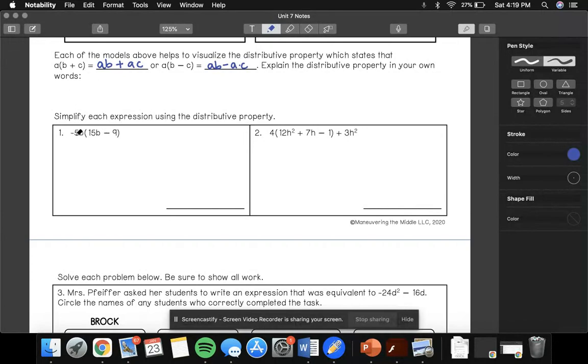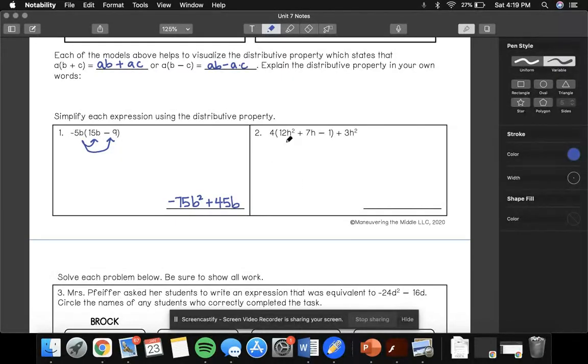Negative 5b times 15b, we're going to multiply regular numbers together. Negative 5 times 15 is negative 75. And then b times b would create a square, b squared. Now I'm going to multiply negative 5b times negative 9. Negative 5 times negative 9 makes it positive 45. And then b just gets put on at the end.